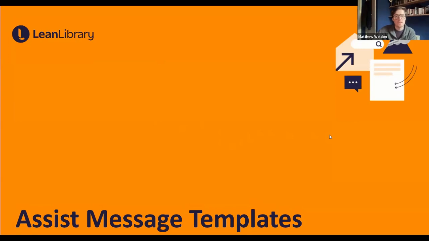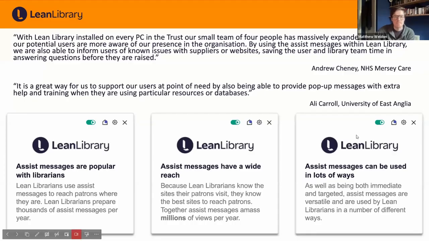So having talked about some of the settings that you might want to check now at the beginning of the academic year, we also wanted to flag some of the work that our product and tech teams have been doing over the summer to help make Lean Library easier than ever to use, and for you to get the most you possibly can out of it. And one of the things that they've been working hard on is assist message templates.